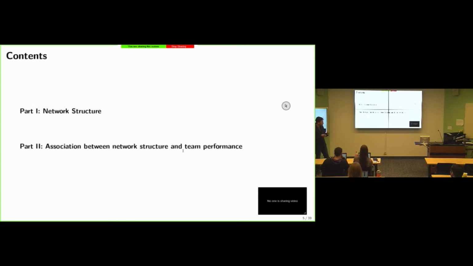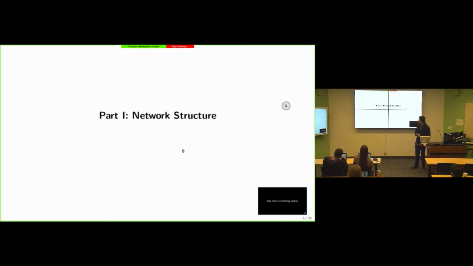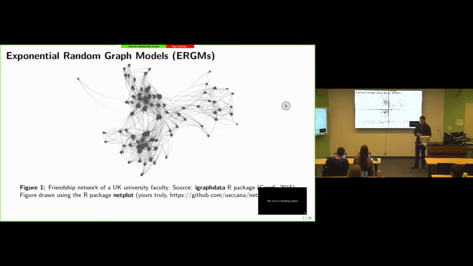Okay, so that's the data, that's the background, and this is the structure of the talk. First, we're going to start with network structure, right? Exponential random graph models, I don't need to tell you much about those. Since this is ERGM country, it should be fine.